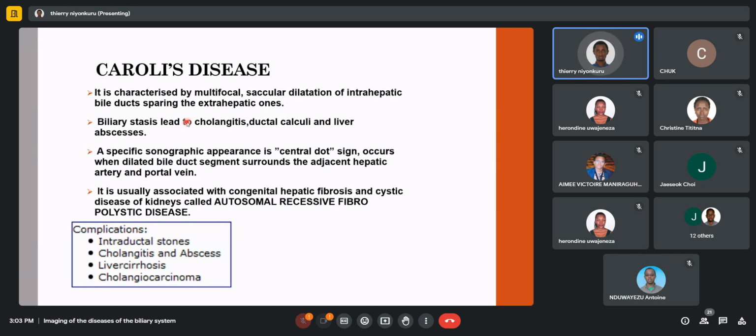On sonography, the specific appearance is what's called the central dot sign, which occurs when the dilated bile ducts surround the hepatic vein, hepatic artery, and the portal vein. They are associated with some congenital anomalies like polycystic kidney disease or congenital hepatic fibrosis. As I said, they may be complicated by ductal calculi, liver abscess, or cholangitis. It can also lead to cholangiocarcinoma; as we have said, type 4 and type 1 are associated with neoplastic transformation.